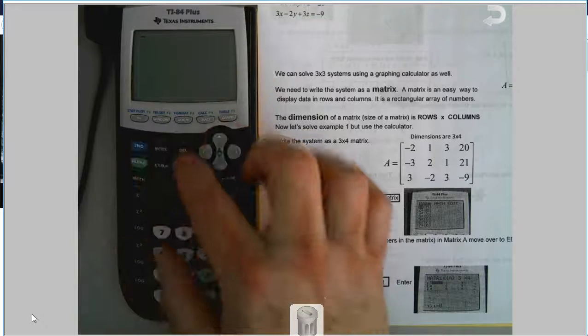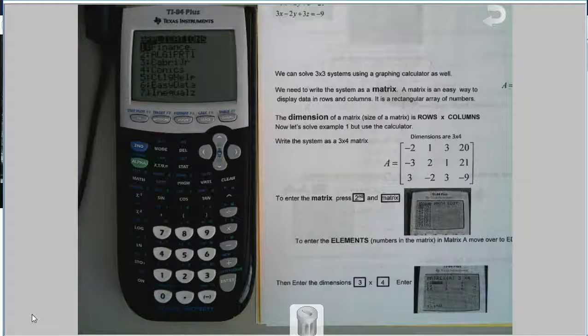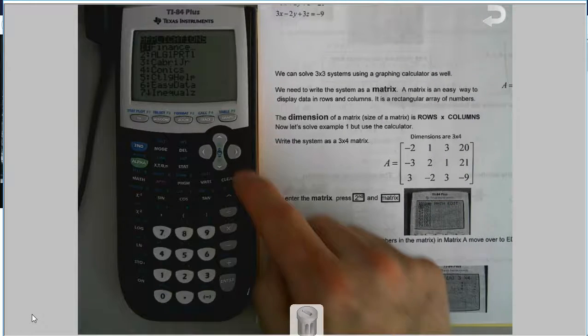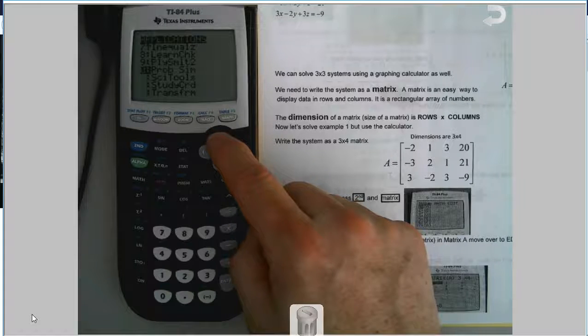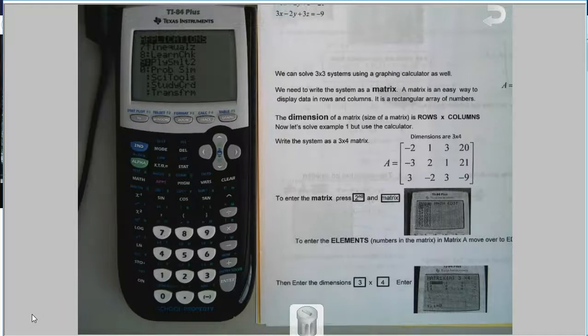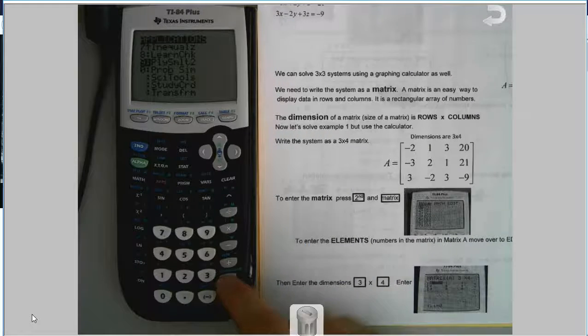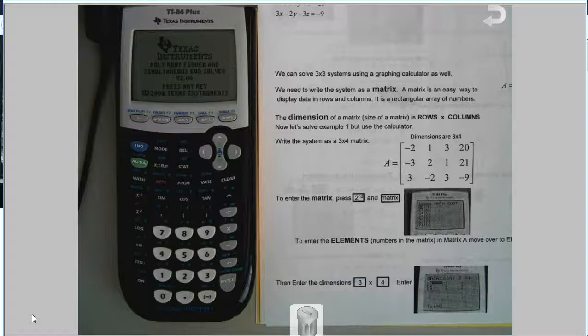So you're going to hit Apps, and you're going to go to Poly Simultaneous 2. On these calculators it's 9. If you have a CE, it's 8. And you just hit enter. It says press any key, you do that. Now you're going to go to number 2, the simultaneous equation solver.